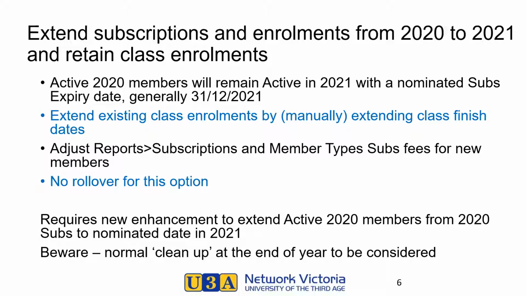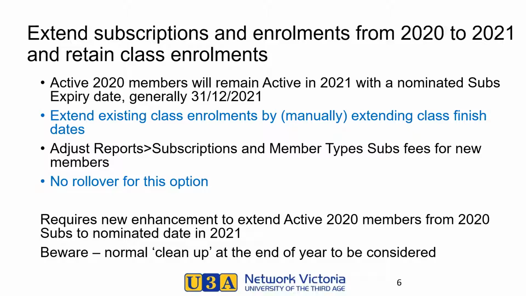Now, if you want to continue to keep all your class enrolments, then you have to still manually go and extend the class enrolment date. Let's say the class finished on the 6th of December 2020. You would need to manually extend that class date out to the end of next year, 6th of December 2021. Bit of work, but that has to be done manually.